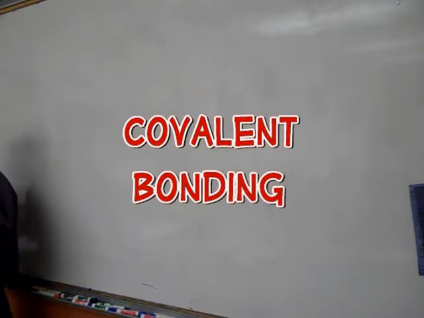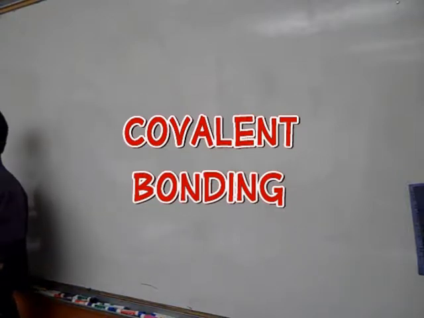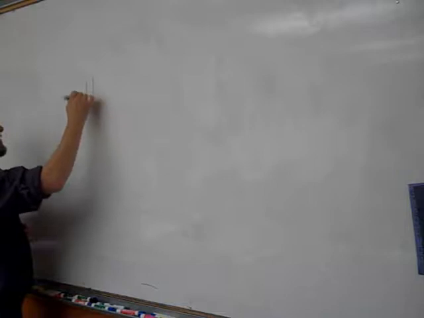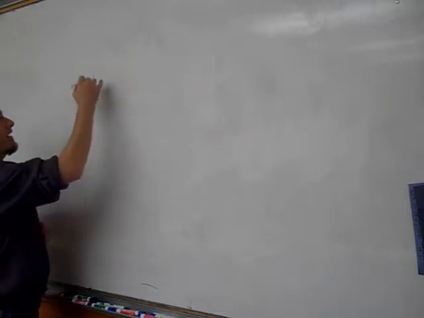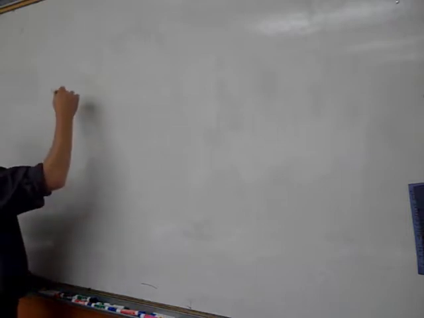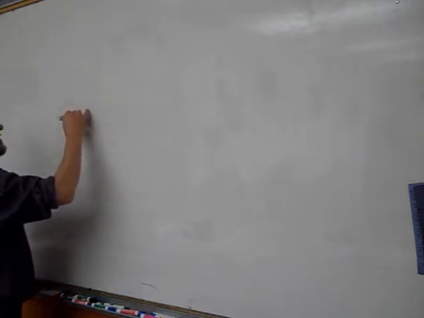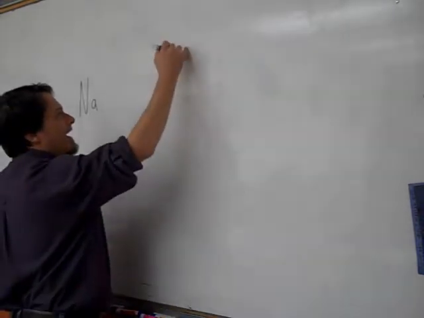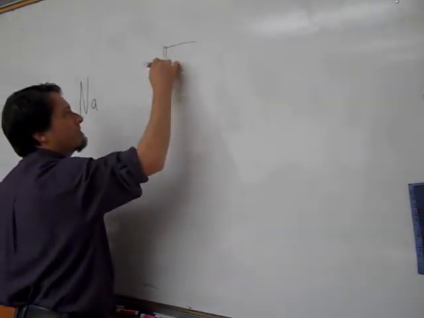Yesterday, we talked about ionic bonding, bonding between ions. And the thing about ionic bonding is that you have to, let's see, if we have H, no, let's not use H, never mind. Let's say we're sodium and fluorine.